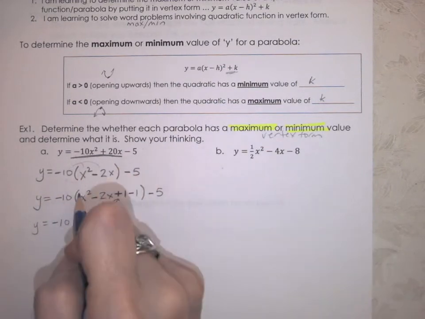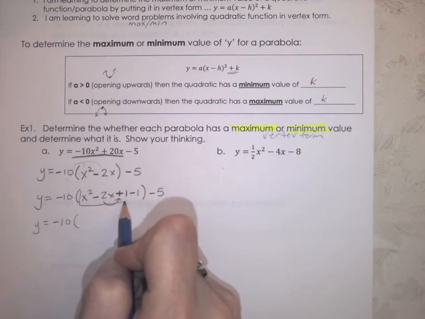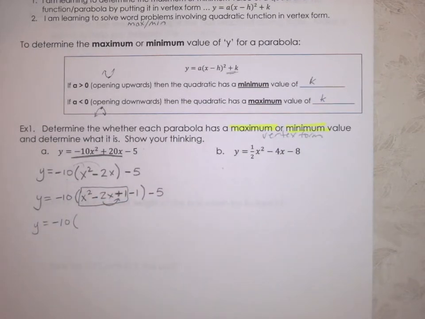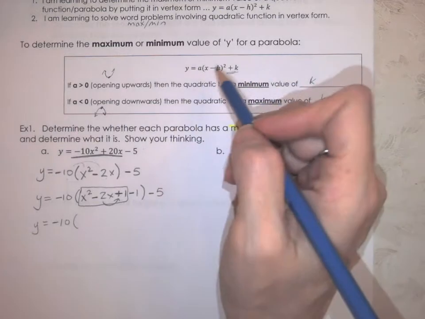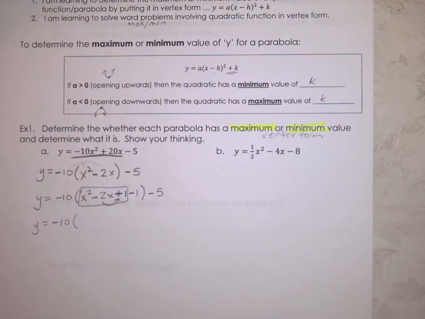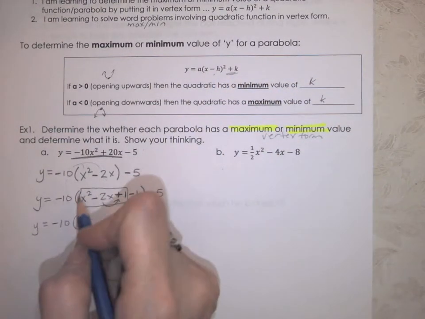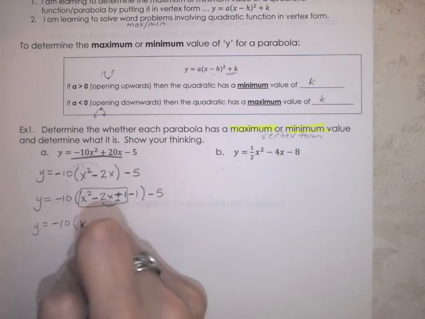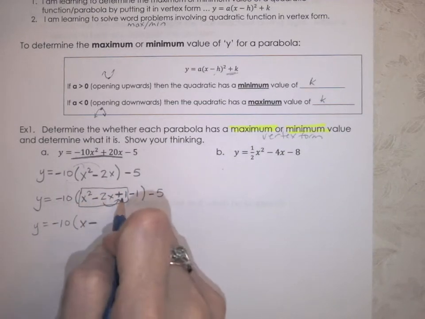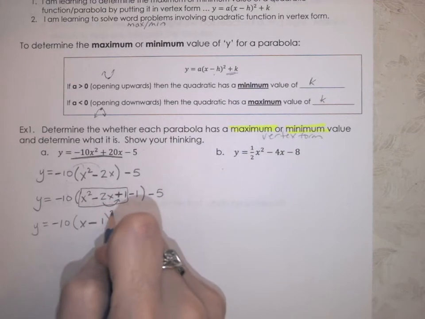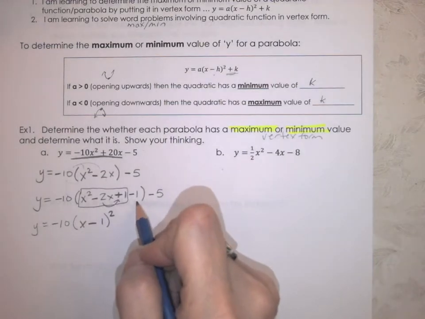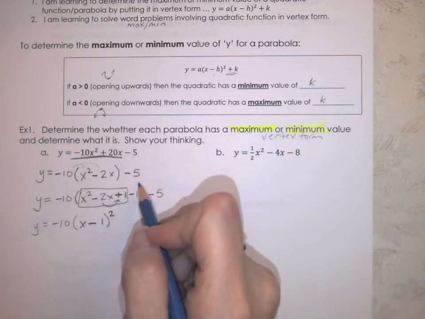If we look inside the brackets, the first three terms form the perfect square trinomial, the x minus h part of your vertex. When you factor that, this is a perfect square trinomial, so you're going to get x, the sign from the middle is minus, square root of 1 is 1, squared. Don't forget that squared, that's what makes it a parabola. But this negative 1 is left inside the bracket here.